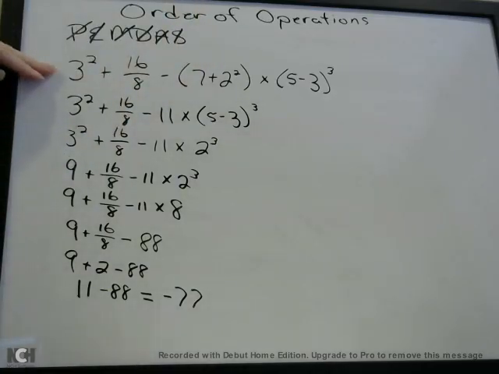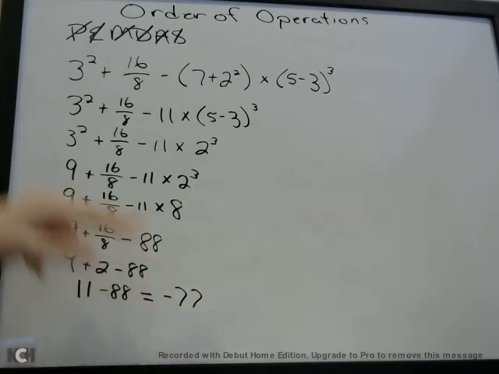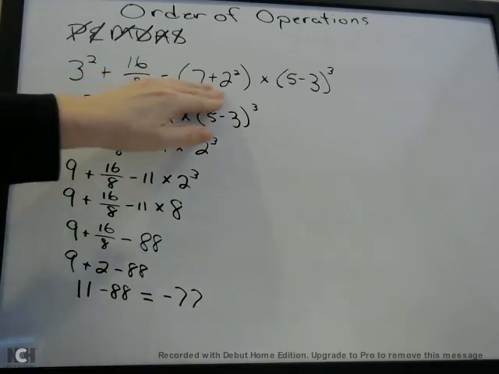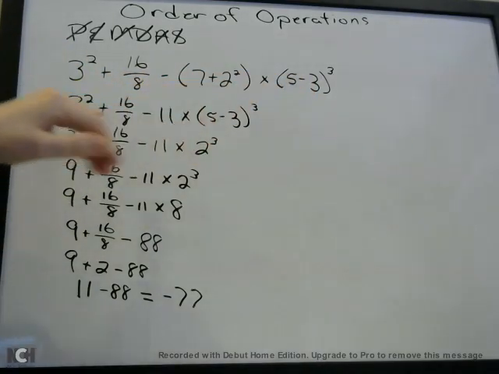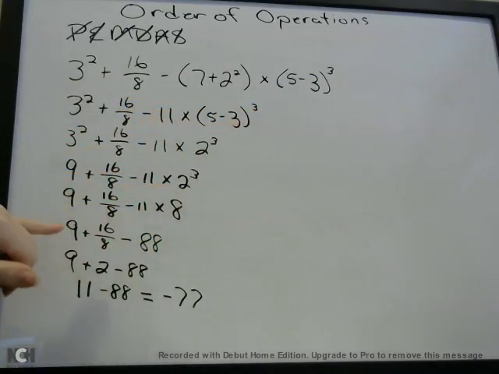So this big, long mathematical phrase here is equal to negative 77. That is the answer to this question. So remember, PEMDAS. Please excuse my dear Aunt Sally. We had to do parentheses first, and then we looked at exponents, and then we did multiplication, and then we did division, and then we did addition, and then we did subtraction. You have to do that in that order.